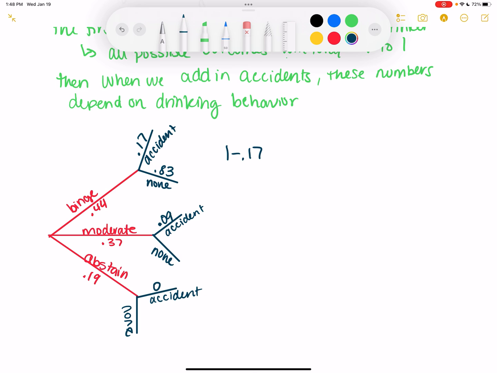And then down here, 1 minus 0.09, 0.91. And then the none would just be 1 for this other one. You can't do anything about 0. So just a little note here: each set of branches adds to 1.